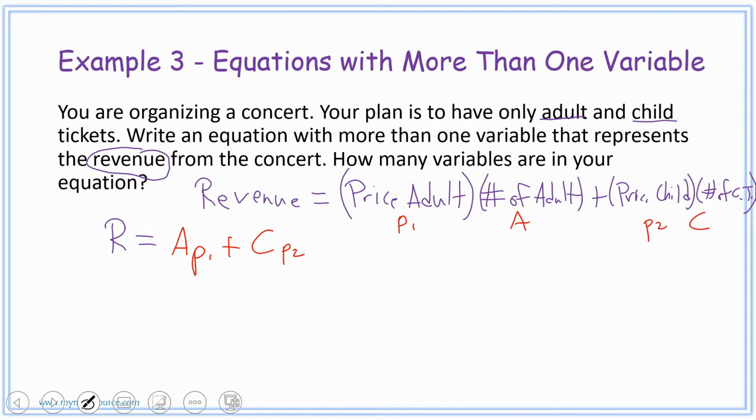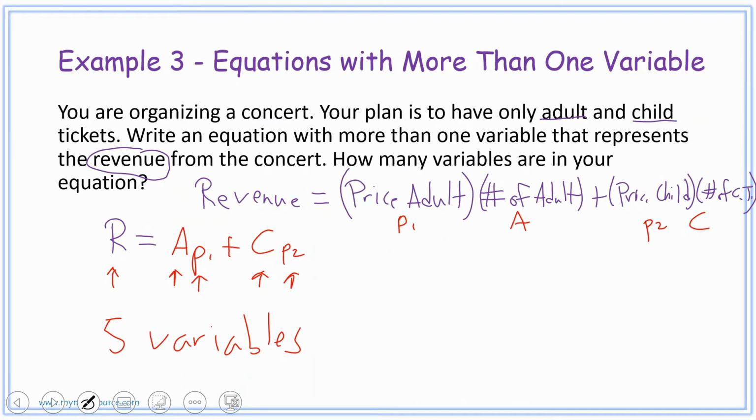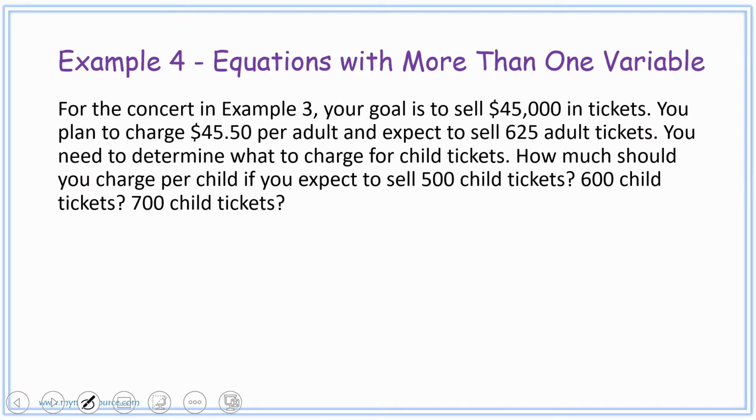All right, and so remember that's multiplication in between the two. And so how many variables do we have? Well, that's 1, 2, 3, 4, 5. So we have 5 variables. All right, and so that's how you would do a question like that. And I believe the next question builds on that. Yes, it does. So we're going to use our R equals AP1 plus CP2 for the next one.